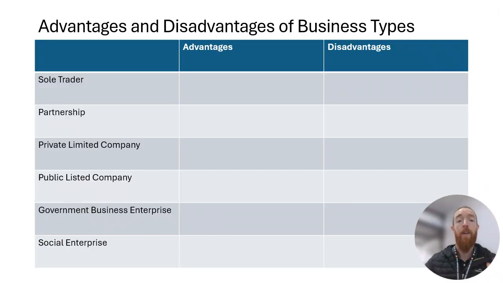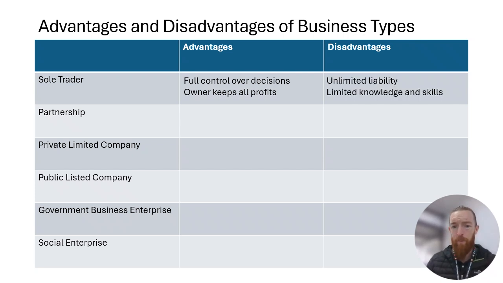Then with our business types, we've got advantages and disadvantages. So when we are looking at some information, we might be required to say what type of business they should go into, or to evaluate or discuss the business structure that they have chosen. So with a sole trader, some of our advantages are you've got full control over decisions and the owner gets to keep all of the profits. The downsides, though, you've got unlimited liability, like we said earlier, and you might have limited knowledge and skills. So you might be really good at carpentry, but know nothing about business tax. And that's going to be a worry for you.